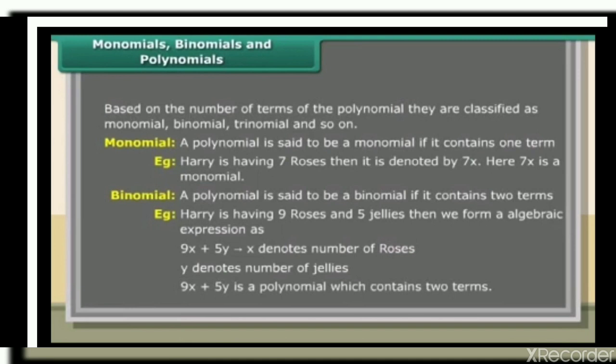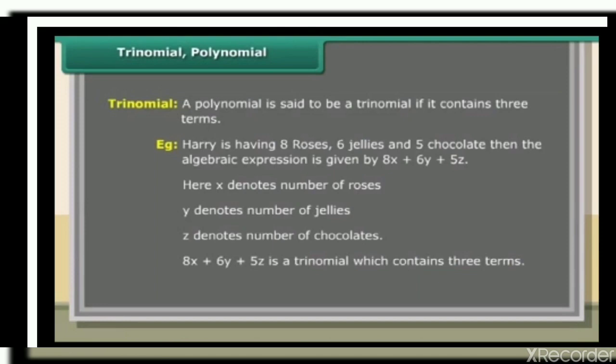A polynomial is said to be a binomial if it contains two terms. For example, Harry is having 9 roses and 5 jellies. Then we form an algebraic expression as 9x plus 5y. So x denotes the number of roses, y denotes the number of jellies. So 9x plus 5y is a polynomial which contains two terms.